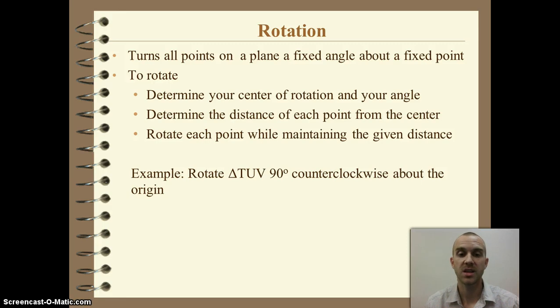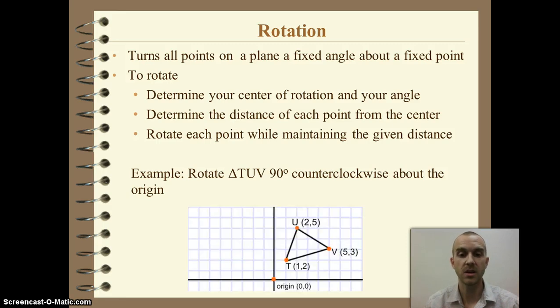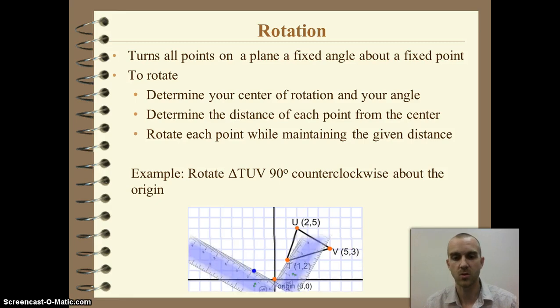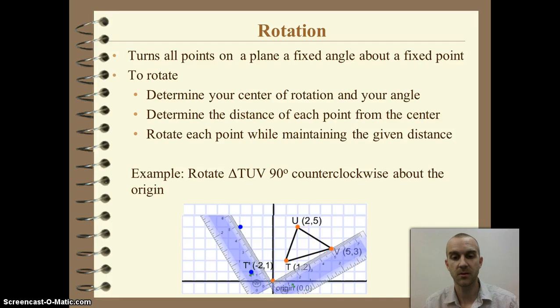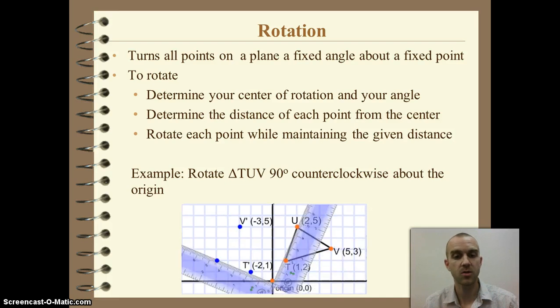So say you want to rotate the following triangle, TUV, 90 degrees counterclockwise. So we do pay attention to whether it's clockwise or counterclockwise. Since it's 90 degrees, I want to keep that perfect angle, so I could use a piece of paper or I could use rulers, and that will help me know where to put that new point for T. And I can do the same thing for V, and then the same thing for U.